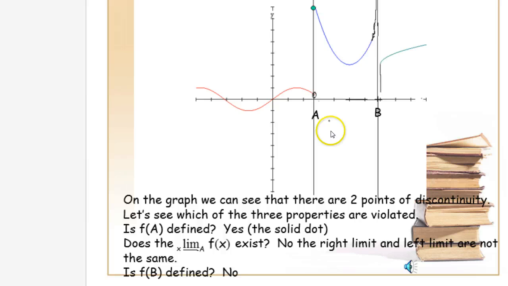Now, does the limit exist? If you remember, limits have to have both a left and a right-hand side approaching the same number. So this one's approaching what appears to be 1, 2, 3, 4, 5, 6, 7, 8 up here, and down here it's approaching like a half. So that limit does not exist.